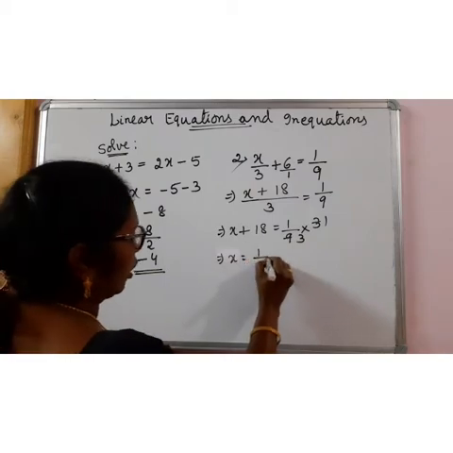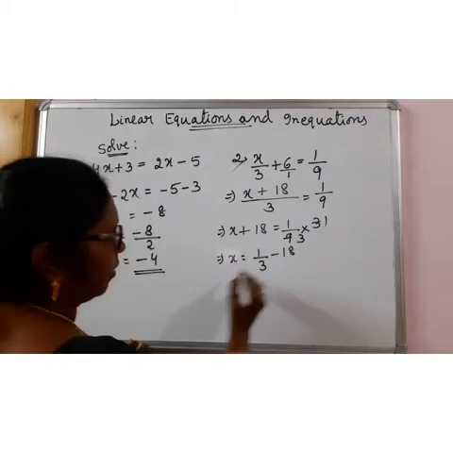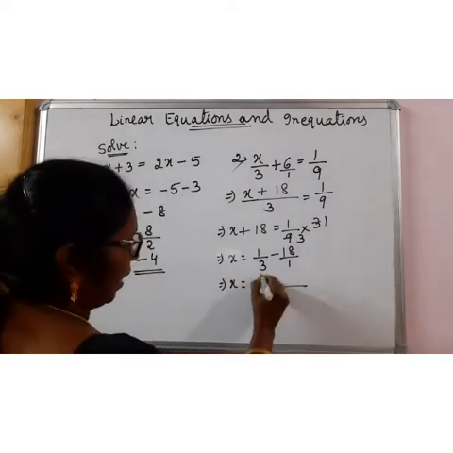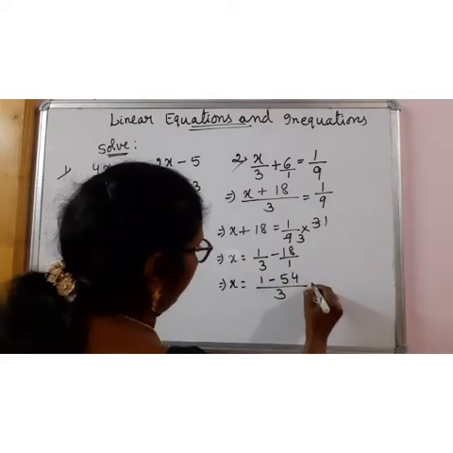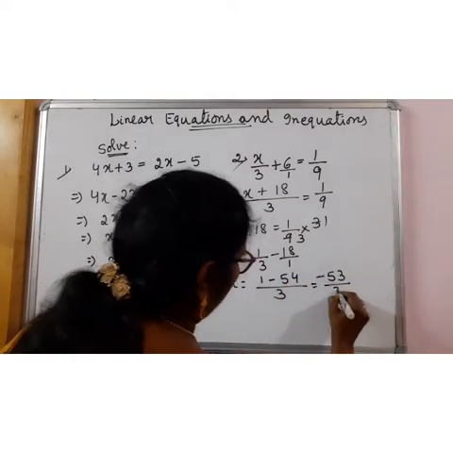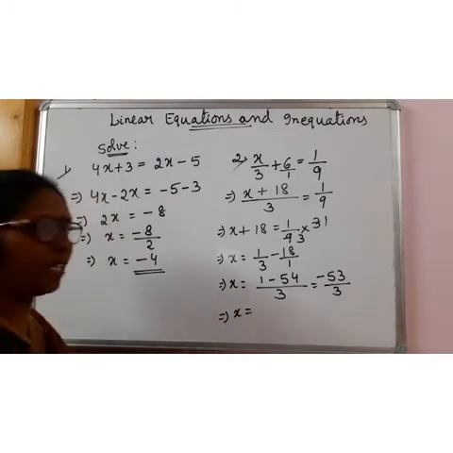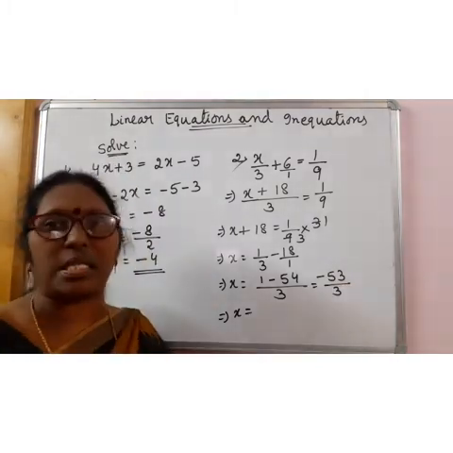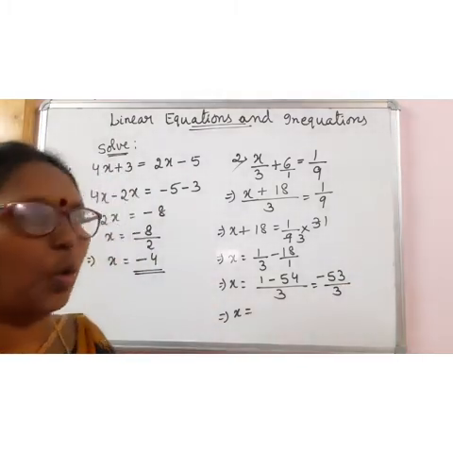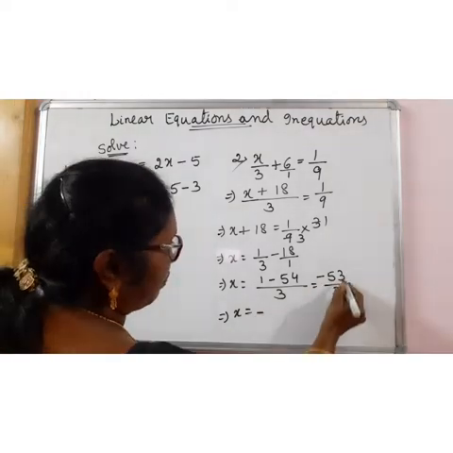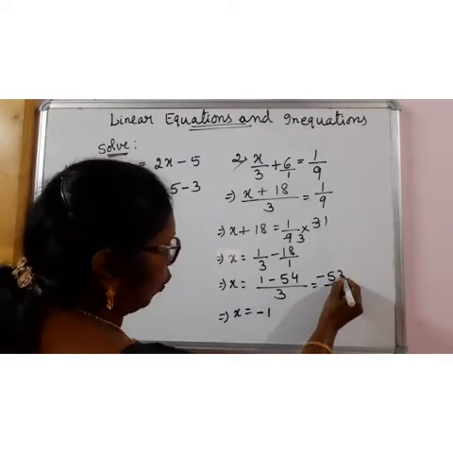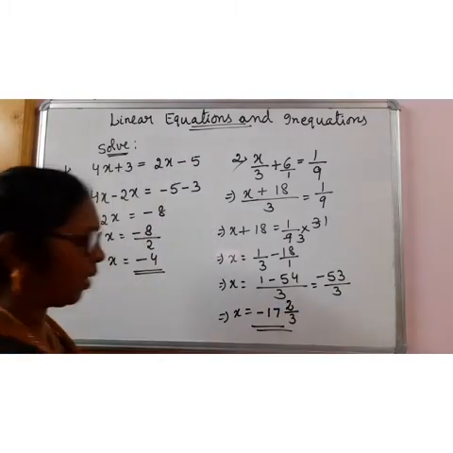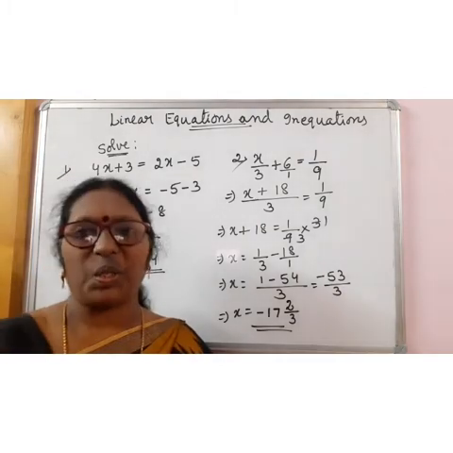That implies x = 1/3 - 18. 18 means 18/1. So x = (1 - 54)/3, which equals -53/3. And 53/3 is an improper fraction. Whenever we get the answer in improper form, we have to convert it to mixed. Minus is there. 53/3: 3 ones are 3, 3 sevens are 21, and 2 will be left out. So x = -17 and 2/3.